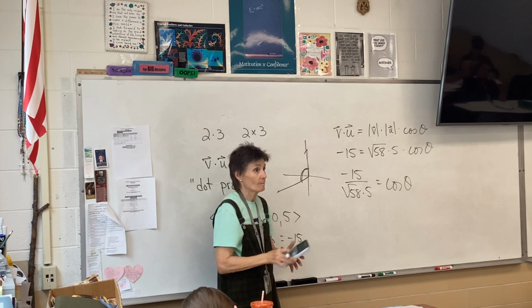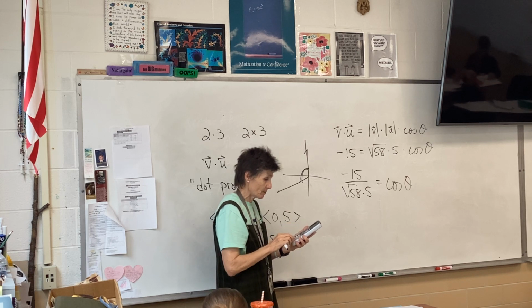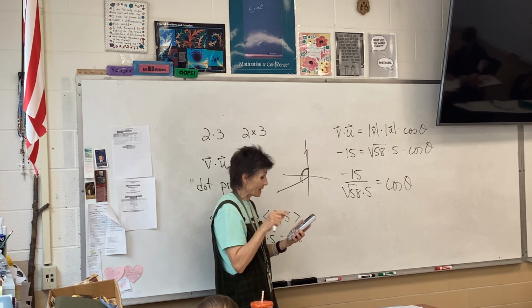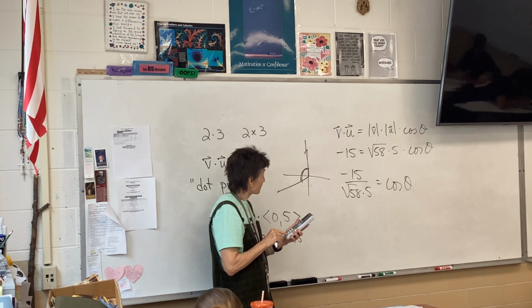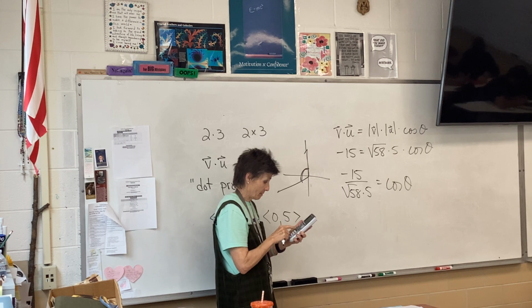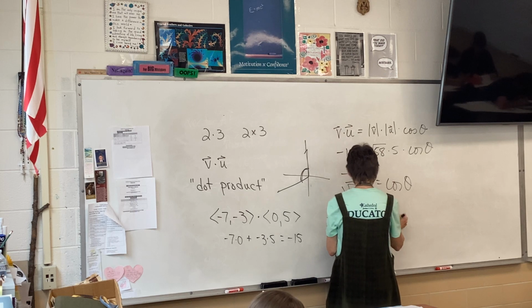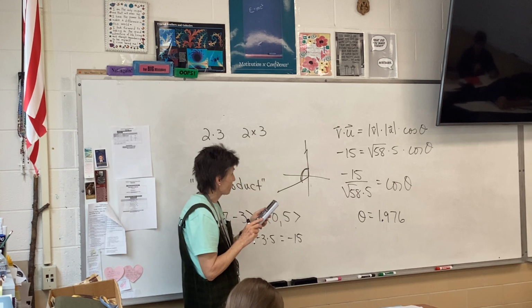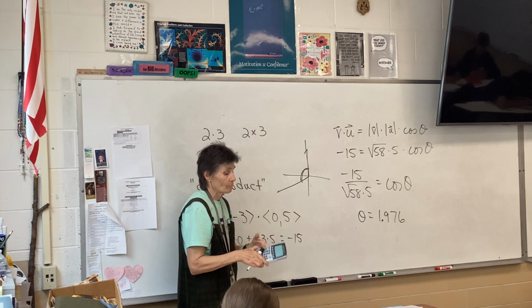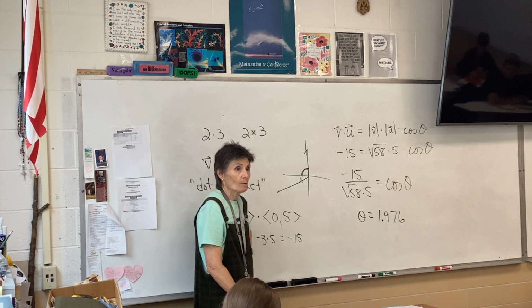So what do I need to do? Inverse cosine? Yep, inverse cosine, make sure you're in radians, because everything we use is in radians. Although some of my problems I do in degrees, because I'm an idiot. But here we go, inverse cosine. I got theta to be 1.976, but double check that for me. Yep. Are we okay?